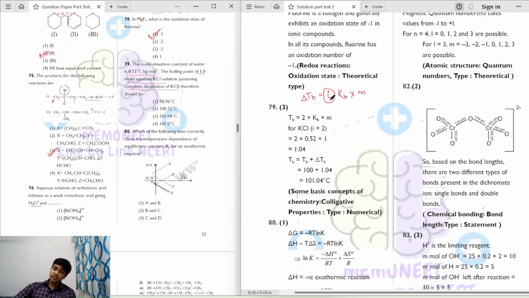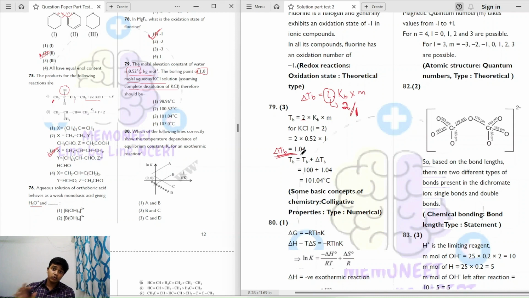When dissociation is occurring, the final number of ions or particles will be double the initial number of particles. So 1 KCl molecule gives us 2 ions, which are K plus and Cl minus. So the final number of particles is 2 divided by the initial number, which is 1. So the value of i will be 2, and then we substitute the values of Kb, which is given as 0.52, and the molality, which is given as 1. When we substitute the values, we get delta Tb as 1.04.